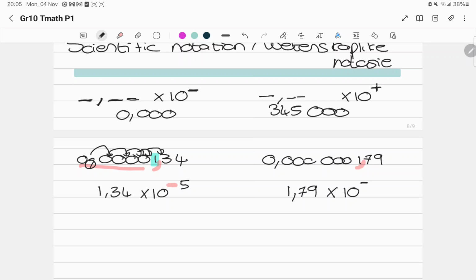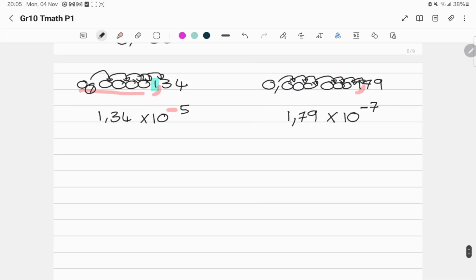And then I must count how many places my comma moved. So it moved 1, 2, 3, 4, 5, 6, 7 spots. Alright, if they give it the other way around, so let's say 1,341,234, whatever. Same thing, one thing in front of my comma. Oh, so it has to go in there. So I'm going to write it as 1,34 times 10.